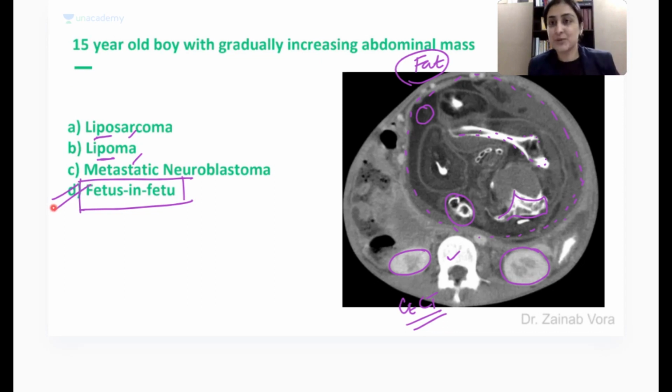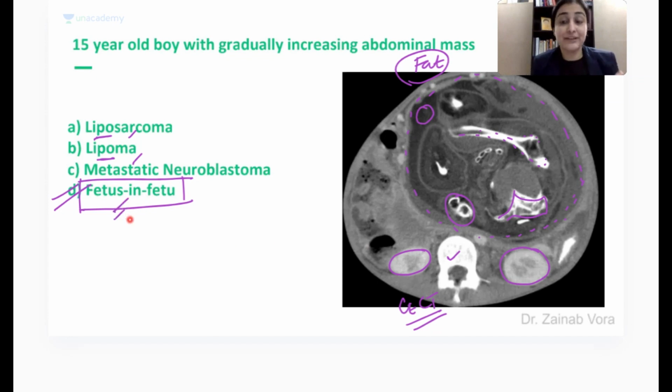What is fetus in fetu? It's a very, very interesting phenomenon where, suppose that when you were in utero, you had a twin brother or sister. For some reason, you ate that brother or sister. Sounds very weird, but you ate your own brother or sister, and the remains are living inside you. So when you grow up, this is basically going to be like a mass.